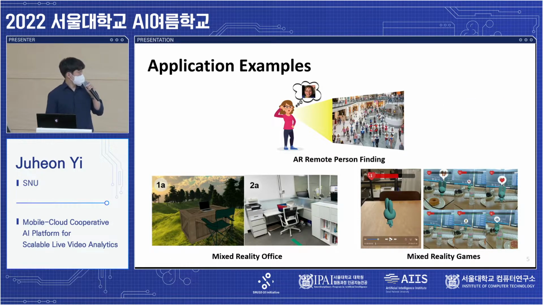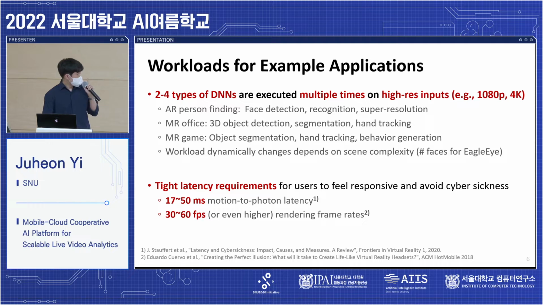There are a lot of emerging MR applications out there, like AI remote person finding, mixed reality office, or MR games, and so on. And as you can see here, these emerging applications all require around 2 to 4 types of DNNs, which are repetitively executed per each high-resolution video frame. And the latency requirement is very tight, so as to provide immersive user experiences.